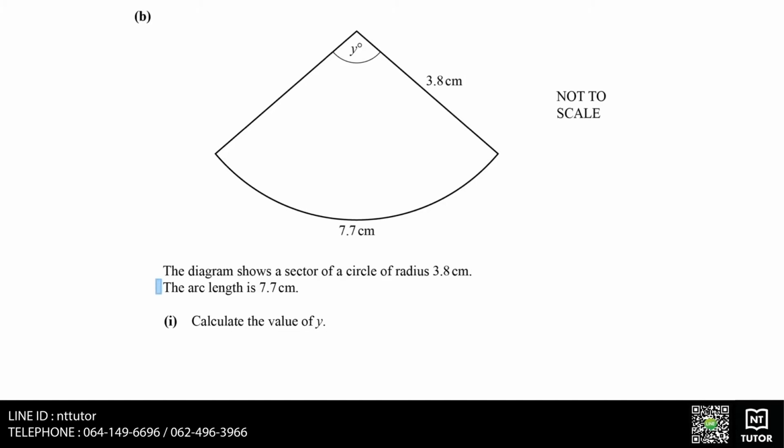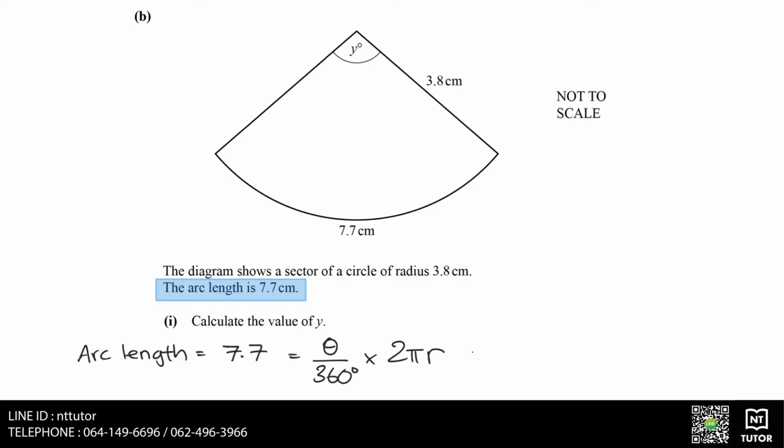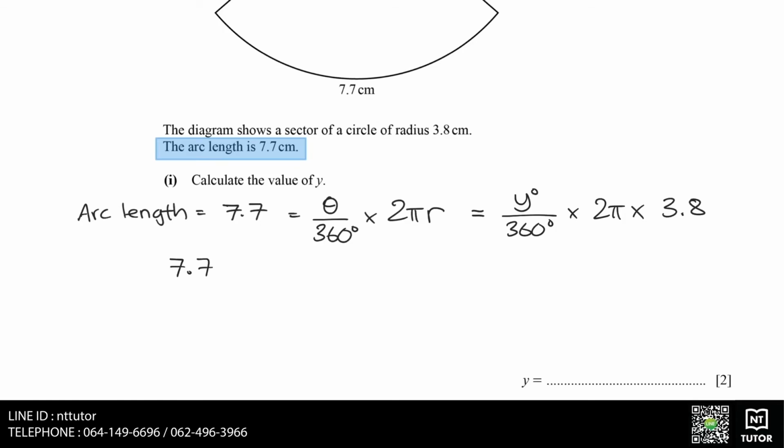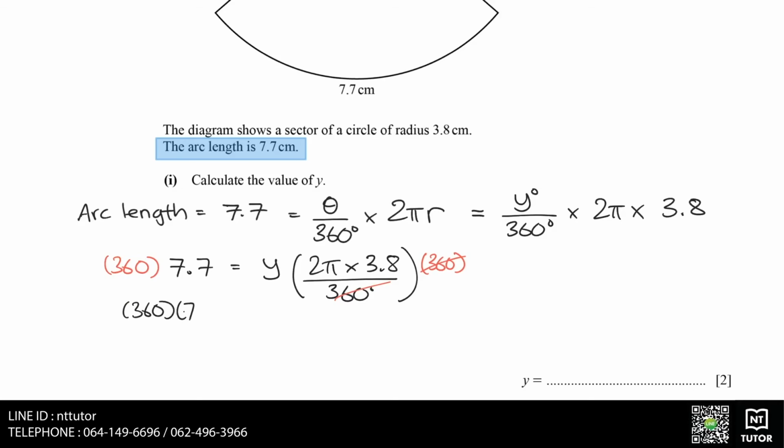The question says that the arc length is 7.7 centimeters. We also know that we can find the arc length by doing angle over 360 degrees multiplied by 2 pi r. In this case, our angle is equal to y and our radius is equal to 3.8. So we know that 7.7 must equal y over 360 multiplied by 2 pi multiplied by 3.8. And we can use this equation that we set up to solve for y.